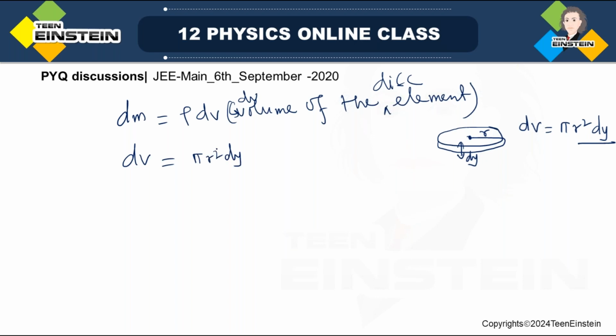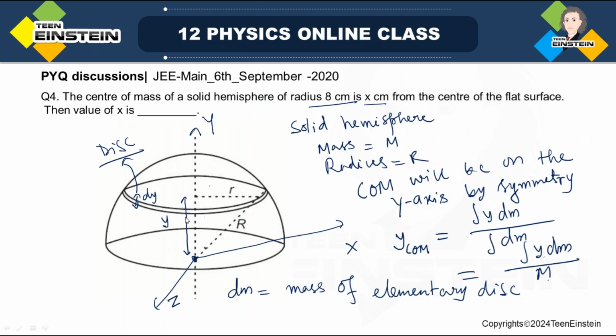Now look at this figure here: y, r, and capital R, which is the radius of this hemisphere. I can get a nice relationship between these three. I can get R square is equal to small r square plus small y square. So this distance square plus this distance square is equal to this. This is actually a right angle triangle, you can see that.